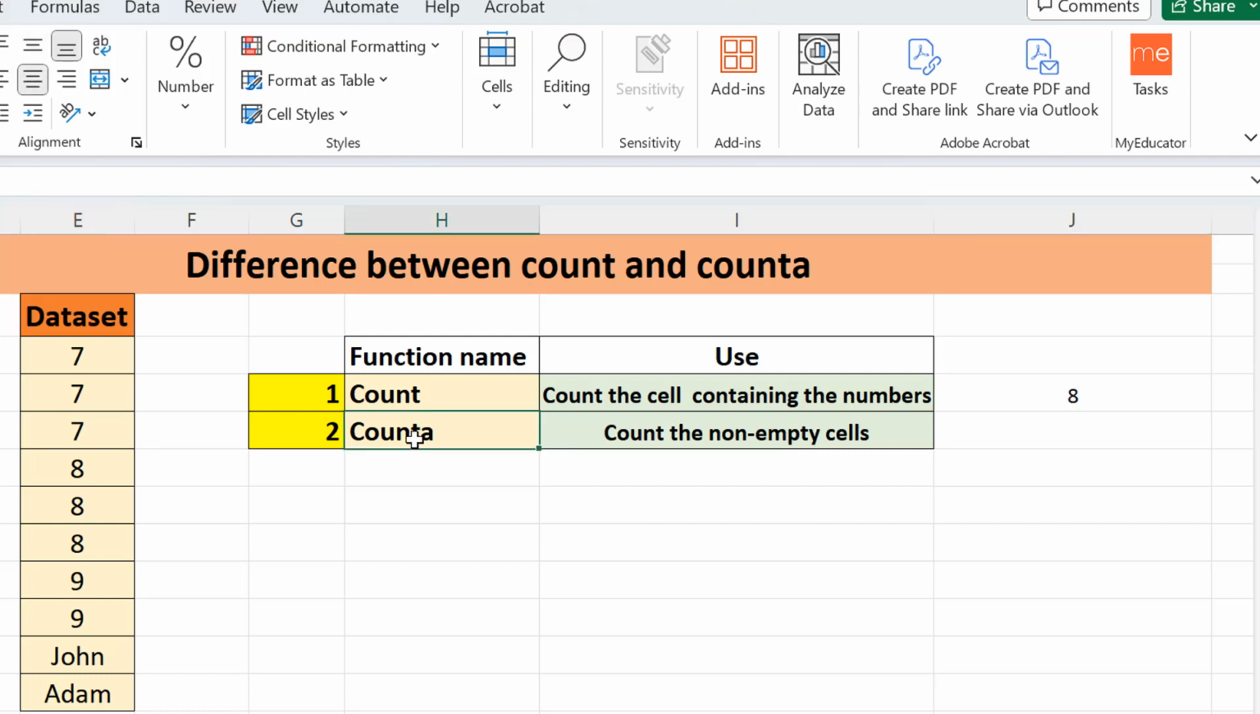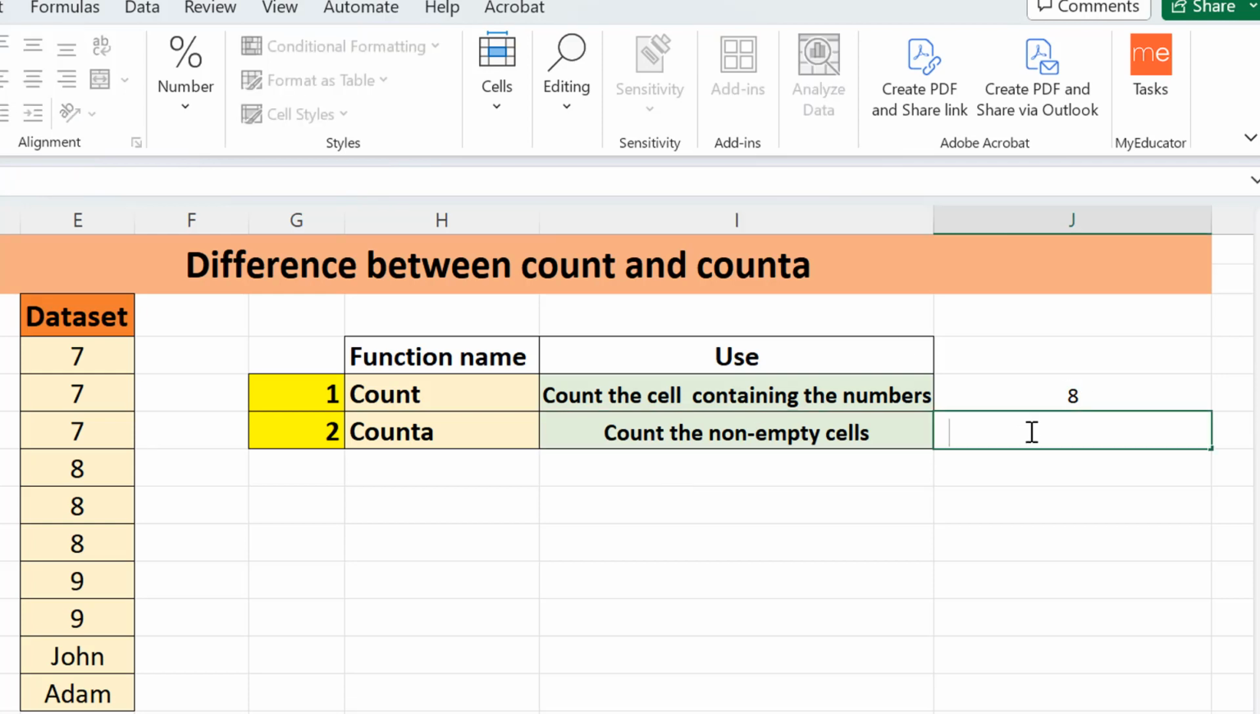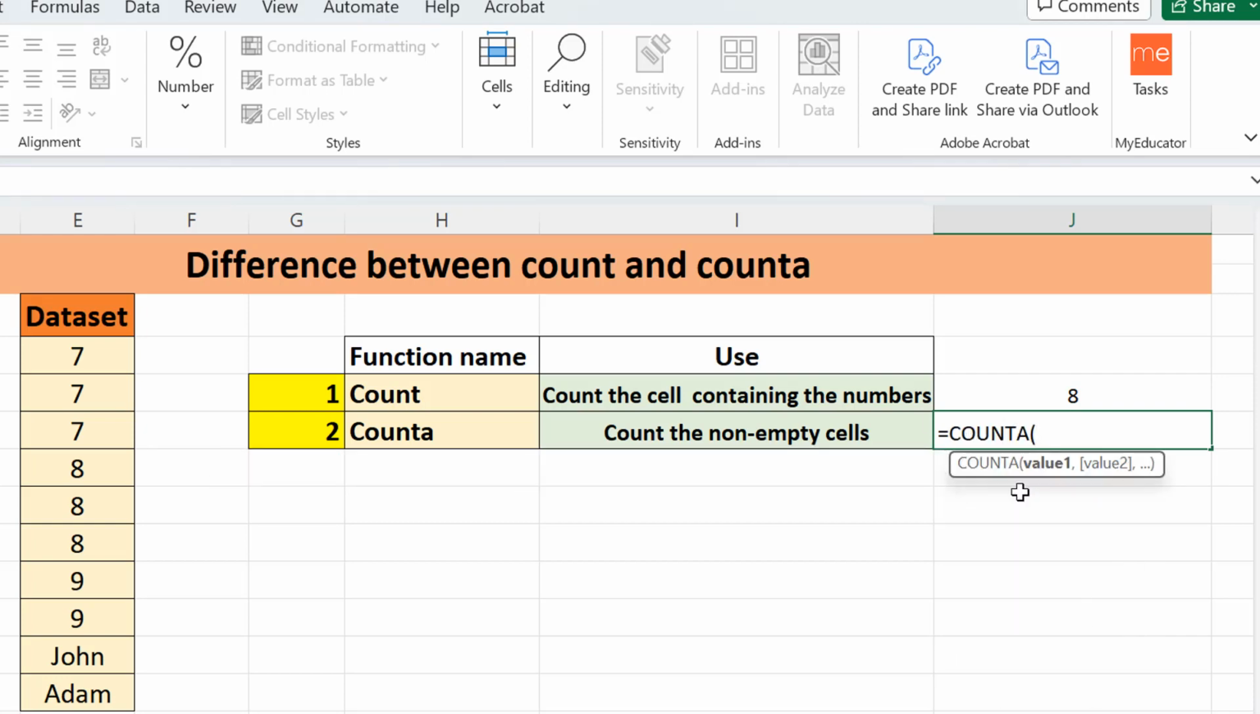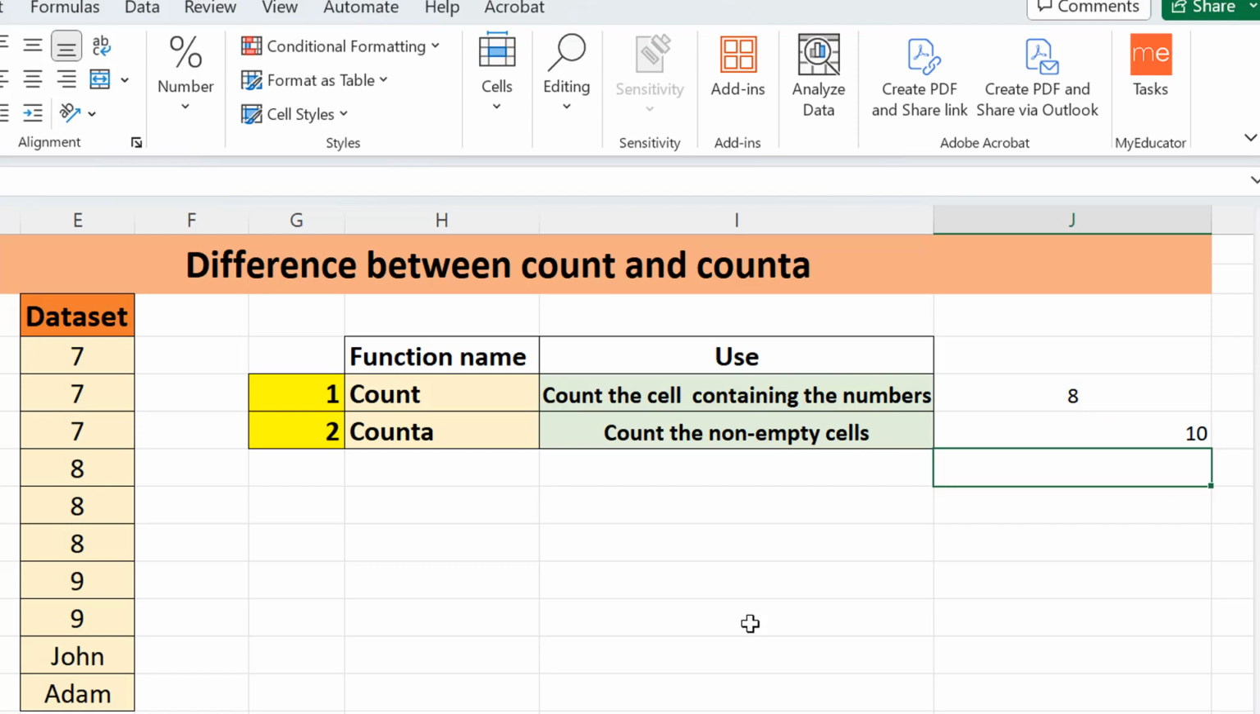Then we have the COUNTA function. COUNTA basically counts the non-empty cells. So it doesn't matter whether the cells contain numbers or text or whatever. If I apply the formula of COUNTA here on the given data set, it basically refers to count all, so A for all. If I select the data set and count by using this function, it will give me 10 because it has also considered the 2 cells containing text.